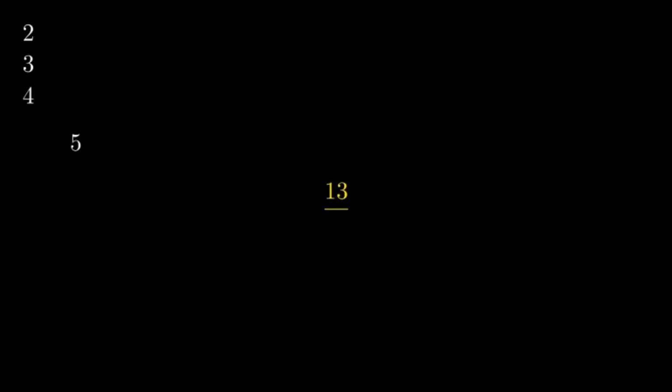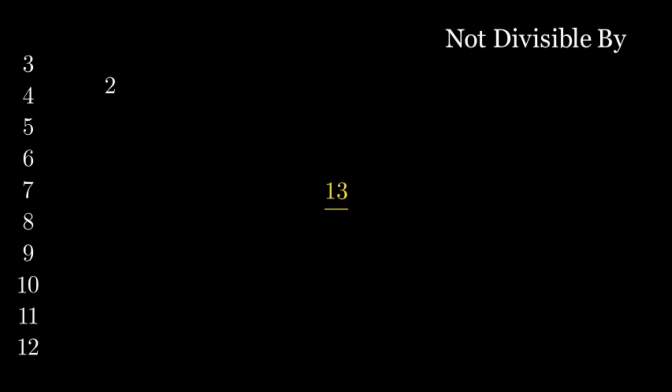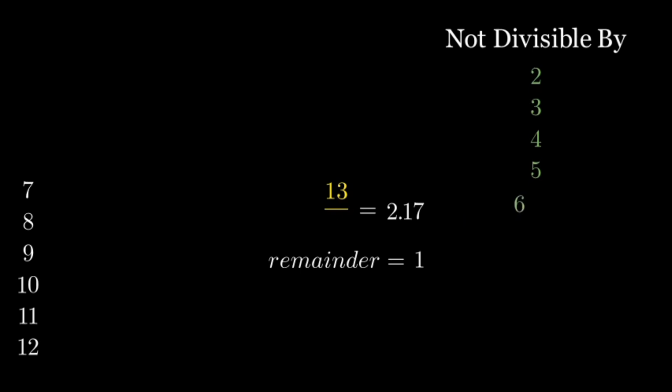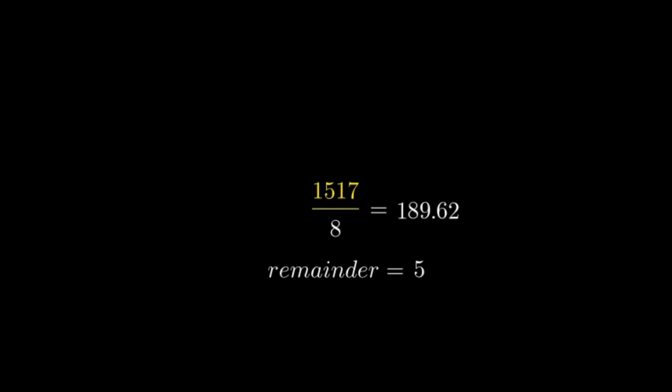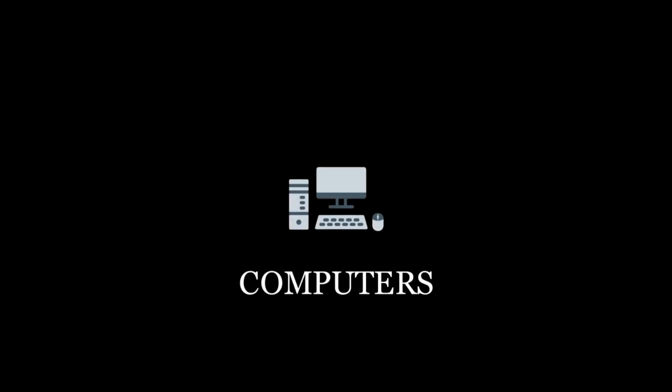The basic approach is to divide that number with all numbers less than it except 1 and the number itself, and check the remainder in each case. If it is never 0, we call it a prime number. But for a bigger number, say 1517, it becomes hectic to do this process for us. So using computers to do this task for bigger numbers is a good choice.